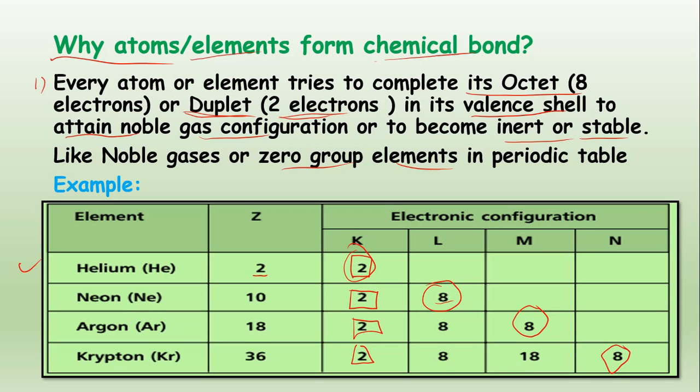So I think it will be clear why atoms or elements form the chemical bond, because they want two conditions. First, they want to complete their octet, meaning 8 electrons, or duplet, meaning 2 electrons in the valence shell. What is the reason they are doing so? The reason is that they want to become inert, noble, like 8A or zero group elements, like the examples I have given you, whose octet and duplet are complete.